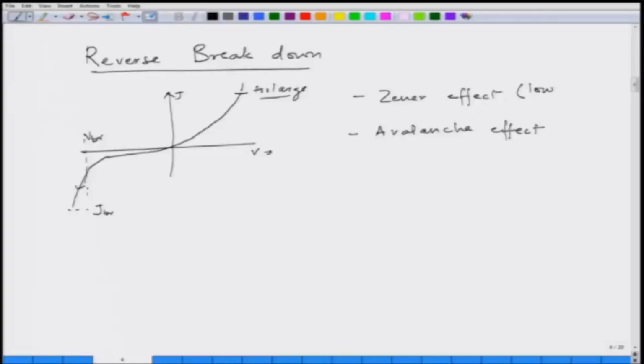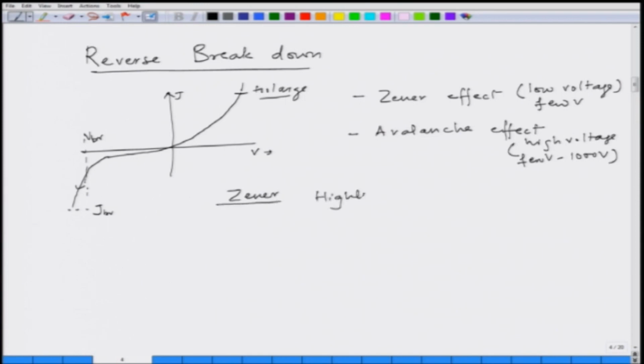The first one, Zener effect, occurs normally at low voltage, something like a few volts, and the avalanche effect will occur at high voltage, even from a few volts to maybe thousands of volts. The Zener effect occurs normally when you have highly doped PN junctions.